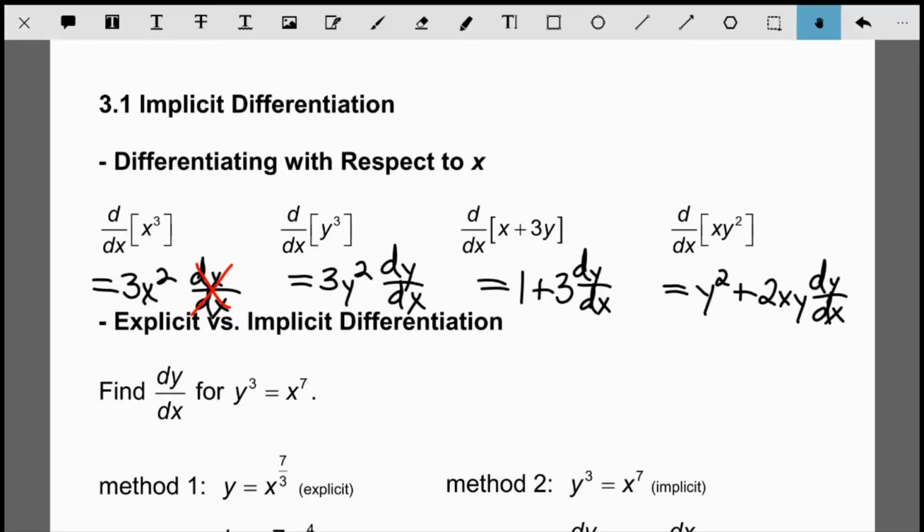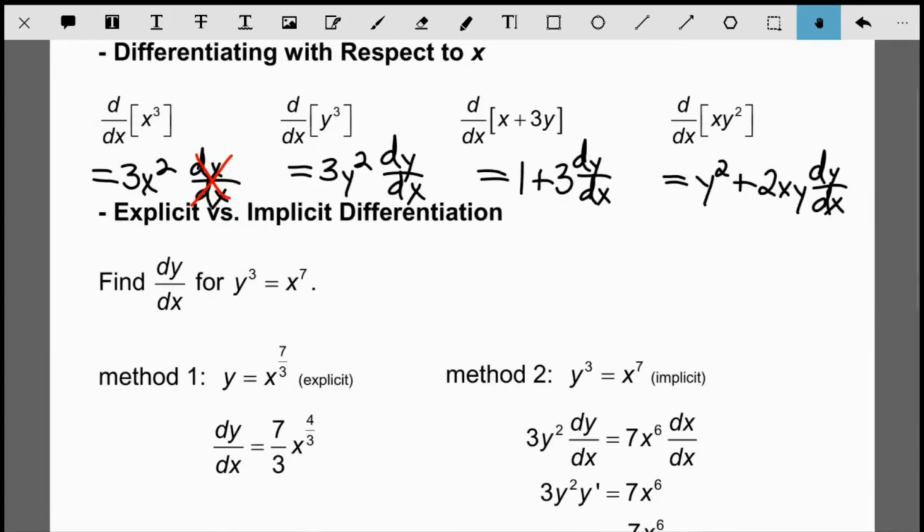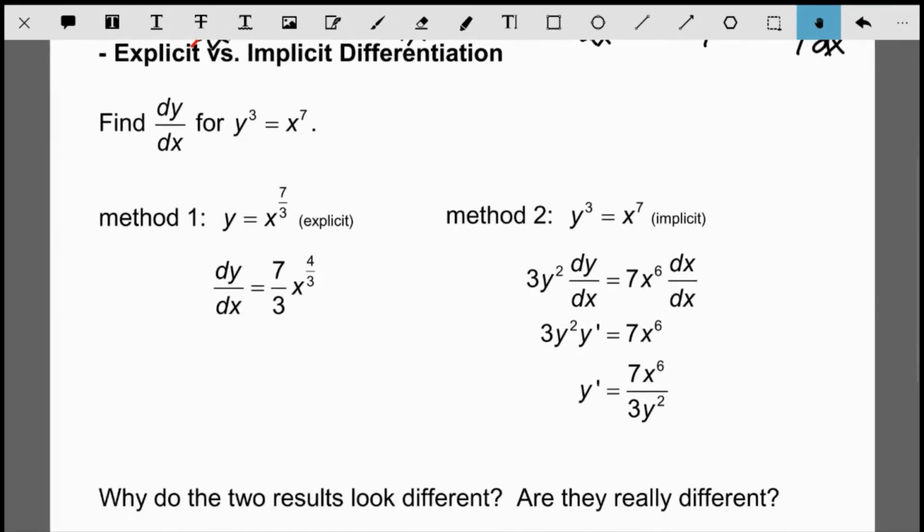Okay, so where we will use this a lot are on situations where we've got, like I said before, equations where we can't necessarily isolate y. All right, so let's look at the two methods that we've used. So the first method is what we've been doing up to this point, which is called explicit differentiation. That's when we have y in terms of x. Second method is called implicit differentiation. And that's the method where we just take the derivative of the equation in the form that it's given in.